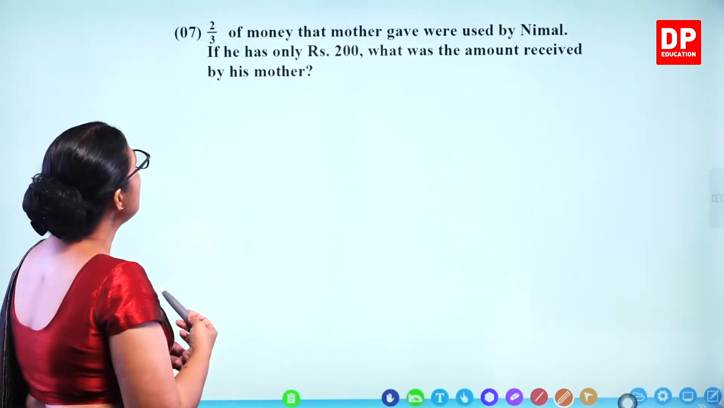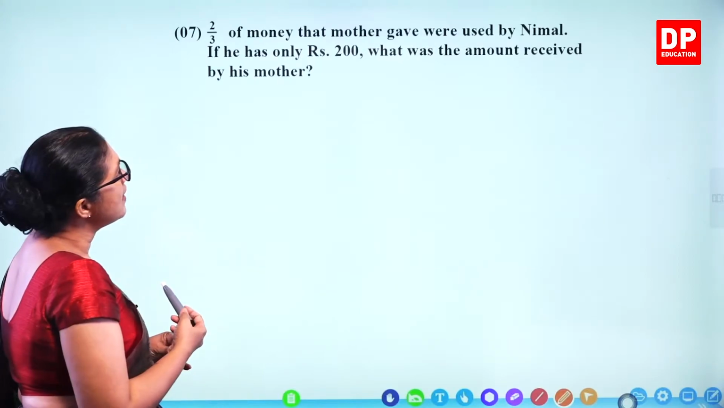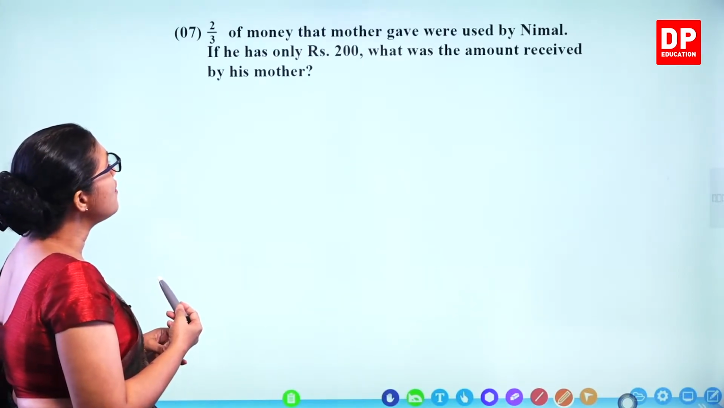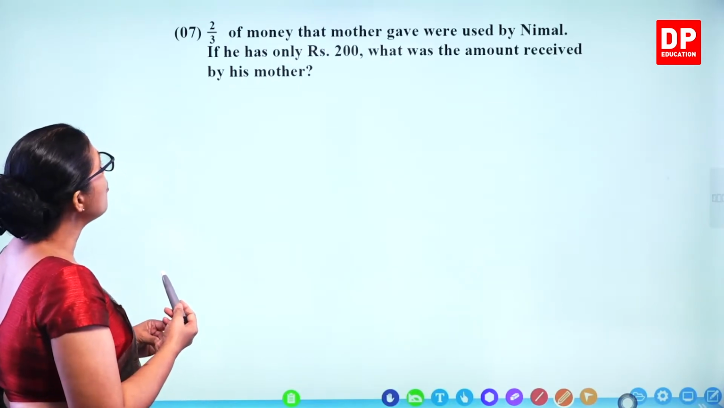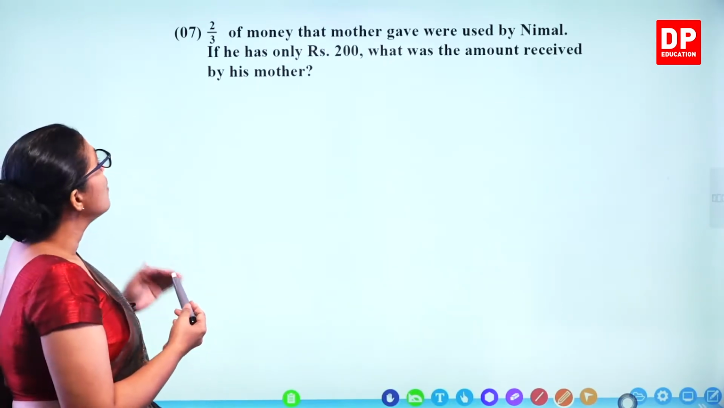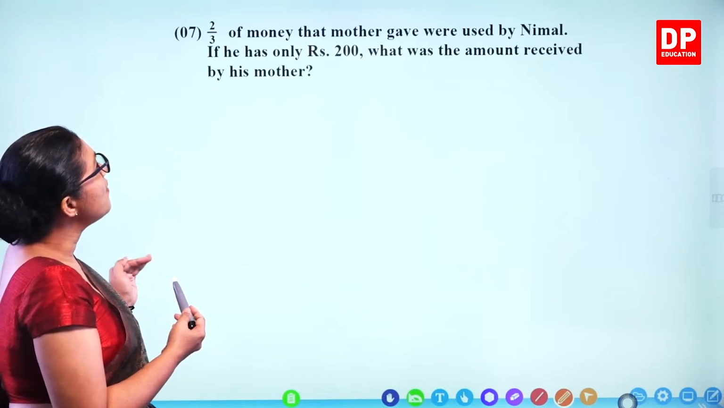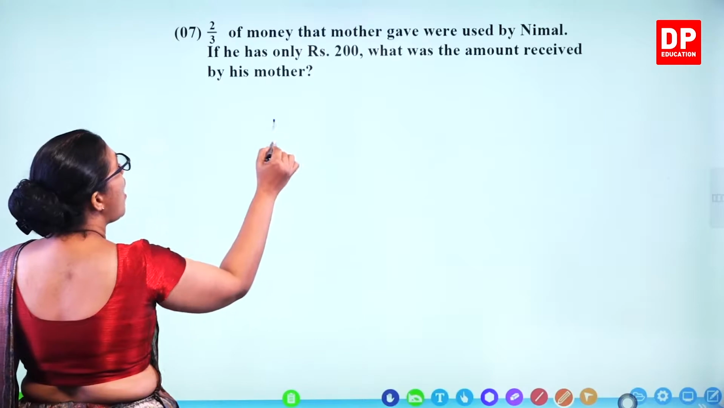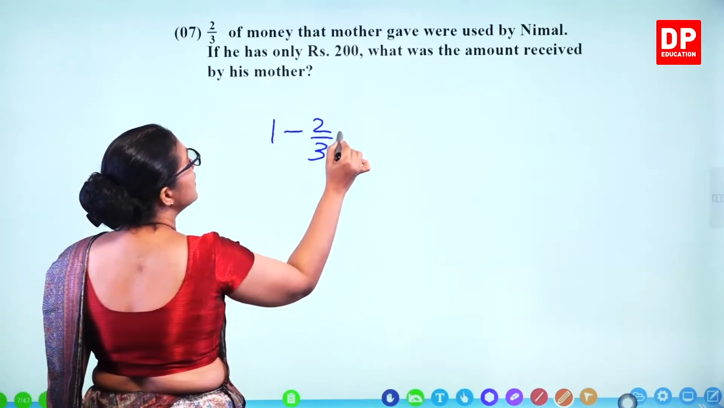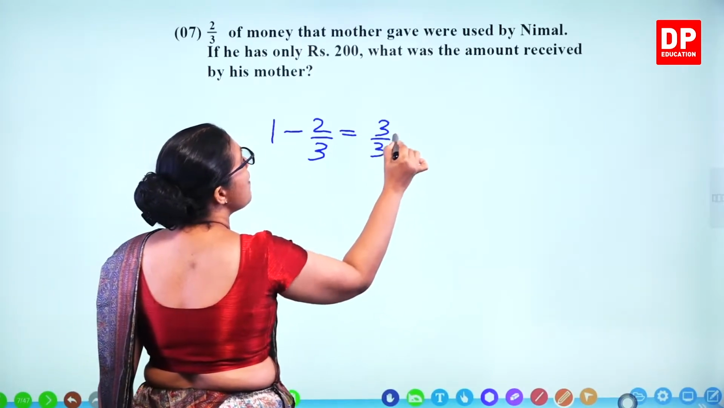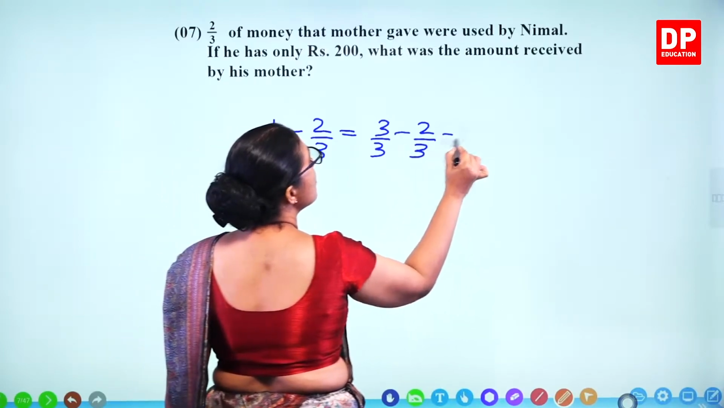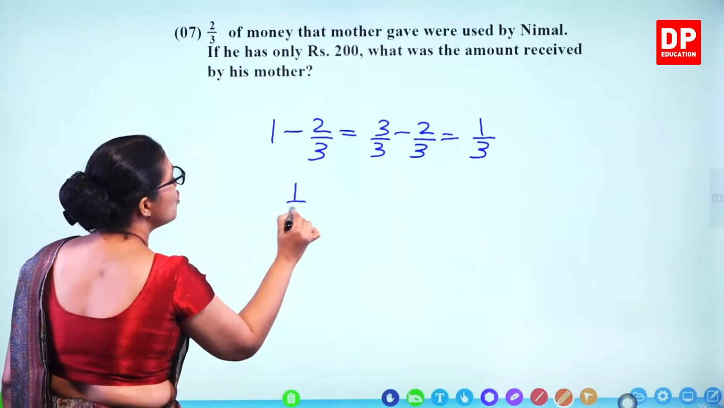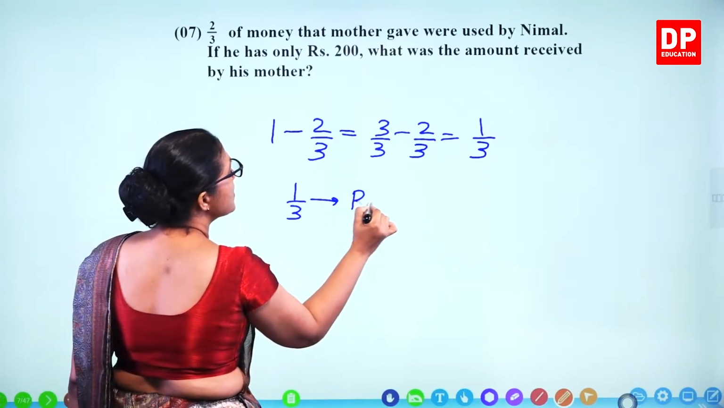Question number 7. 2/3 of the money that mother gave was used by Nimal. If he has only 200 rupees, what was the amount received by his mother? So 2/3 of the money was used. So what is the remaining amount? 1 minus 2/3. So 3/3 minus 2/3, you get 1/3. So that's the remaining amount. So that's equal to 200 rupees.